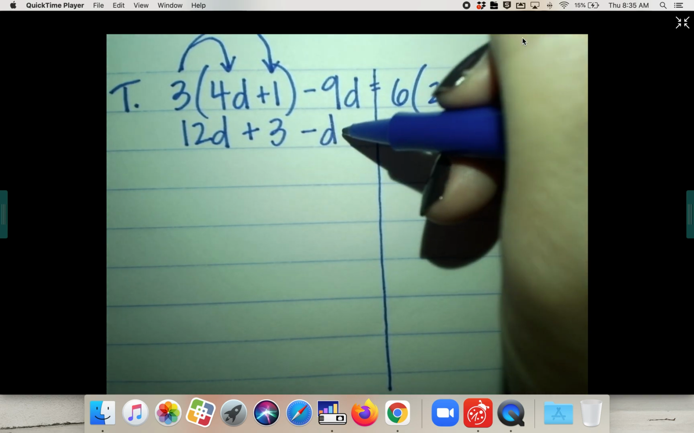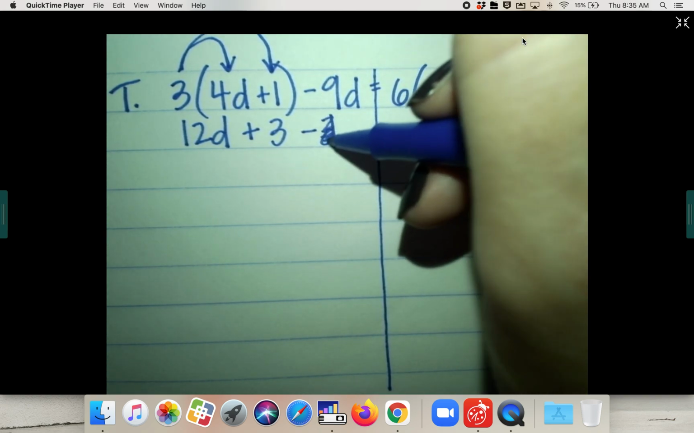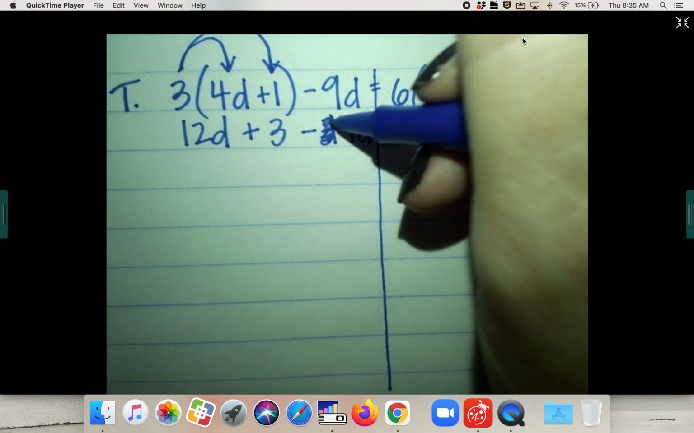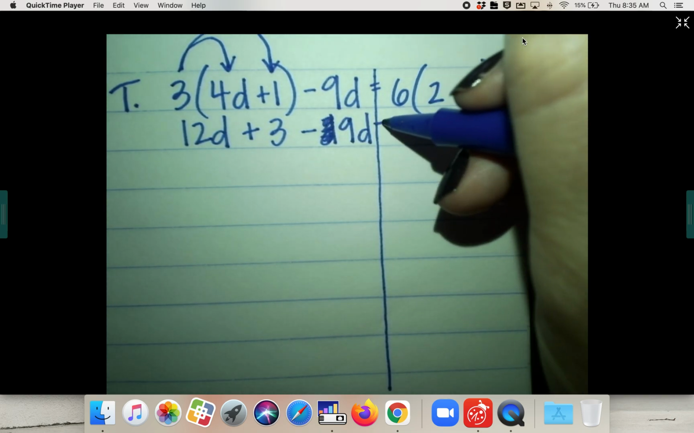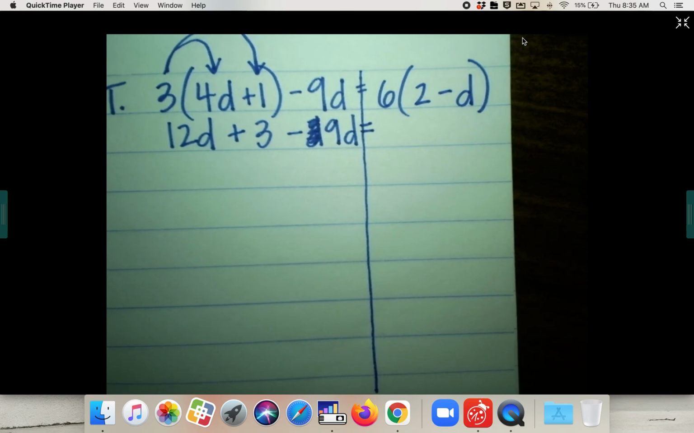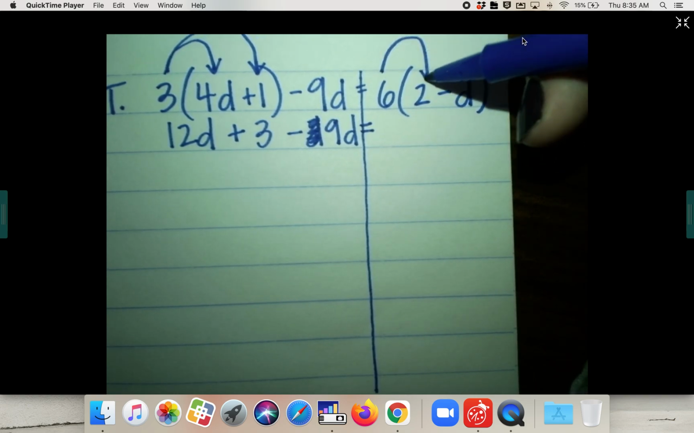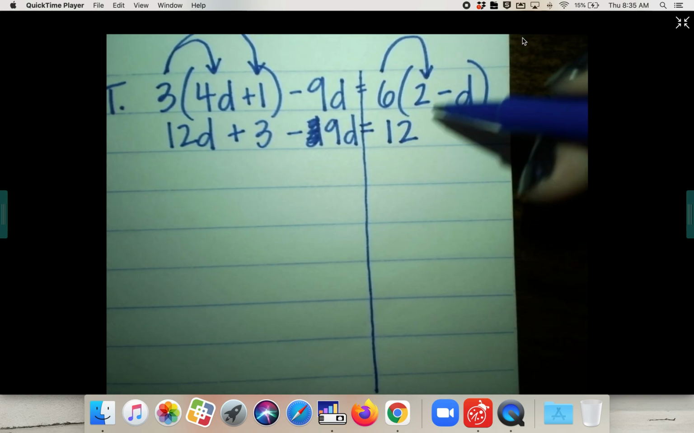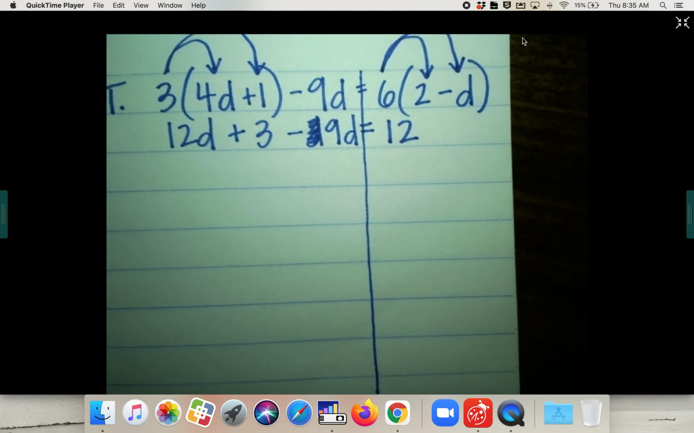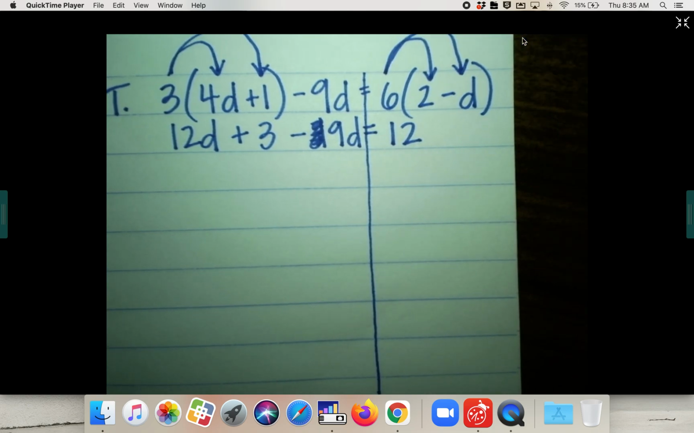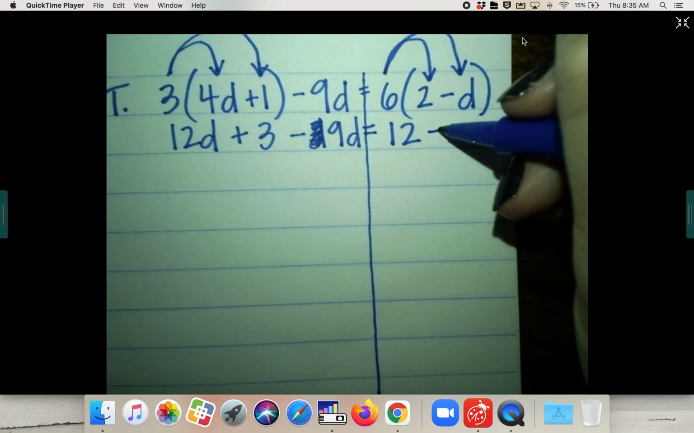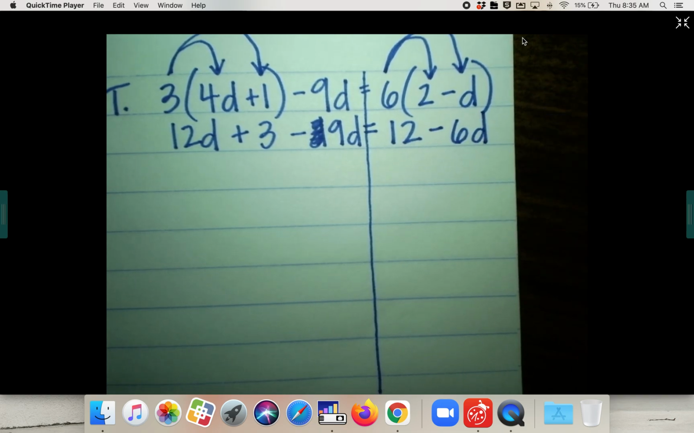Bring down your minus 9D. Sorry, that was not supposed to be there. Now let's distribute on the other side. 6 times 2 is 12. 6 times negative D would just squeeze them together, be negative 6D, so minus 6D.